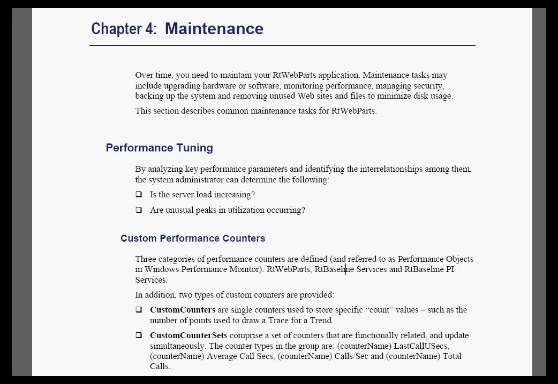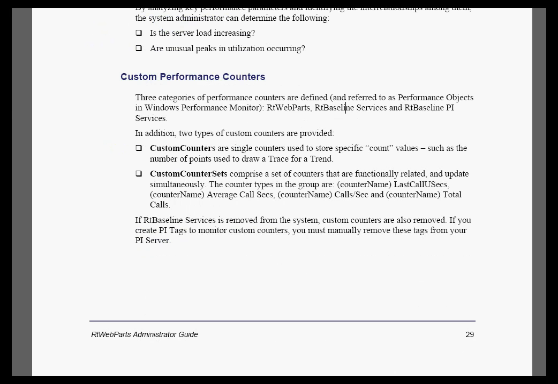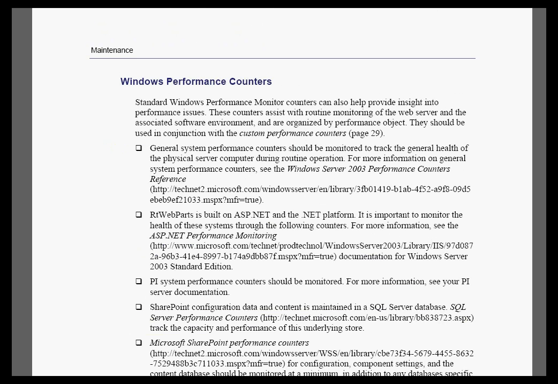So for example, under custom counters, we look at things like last call, and average calls per second, that kind of thing. Those are specific to RtWebParts and you can add them to the Windows performance counters. And then there are some other performance counters that we recommend: general Windows performance counters, SharePoint performance counters, SQL Server performance counters, etc. Here are some of the recommendations. You'll find that in the Administrator's Guide.